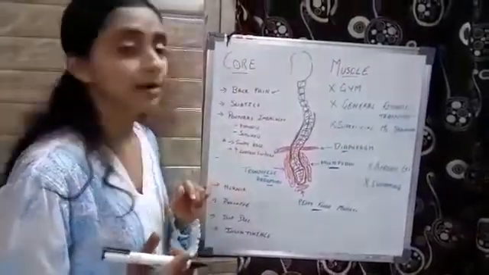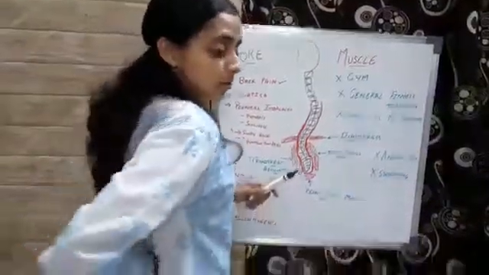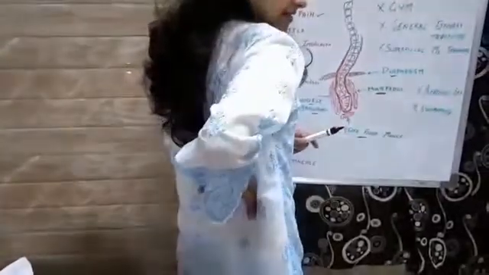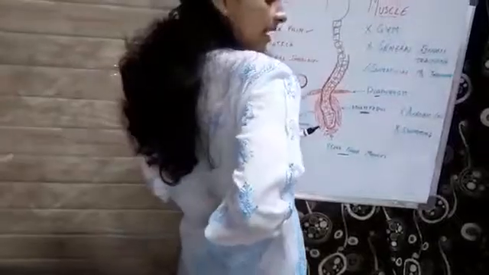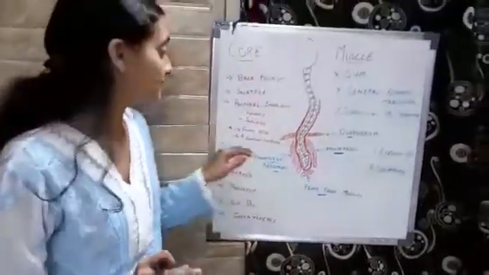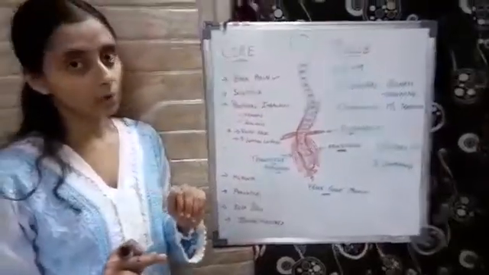And increased lumbar lordosis, that is the lower back curve. We have a slight curve in the lower back, but weakness of the core muscles will give an exaggerated curve in the lower back, that is an increased lumbar lordosis.